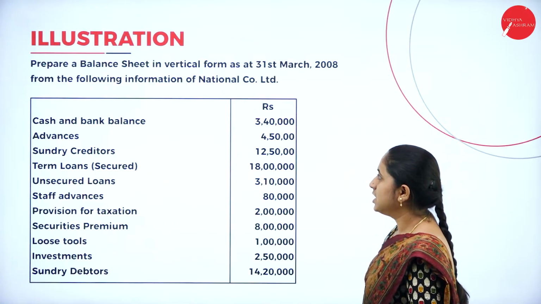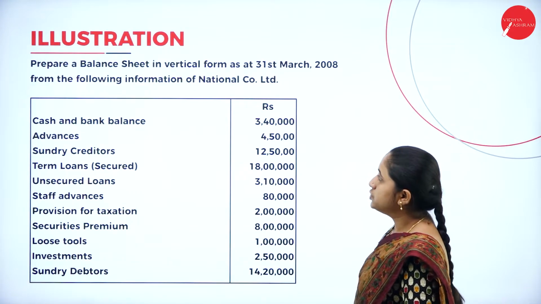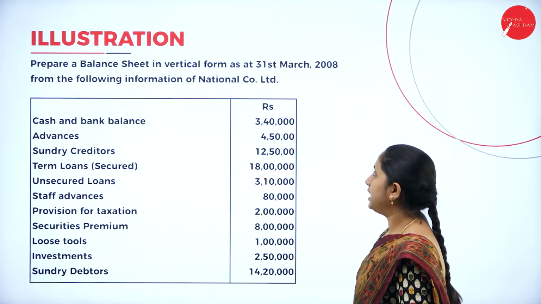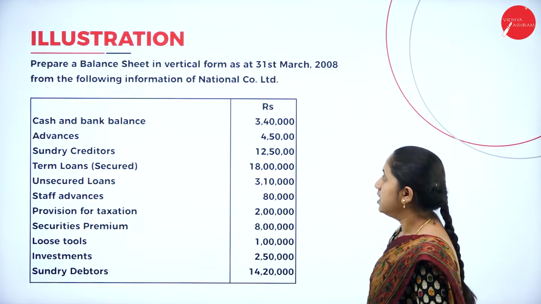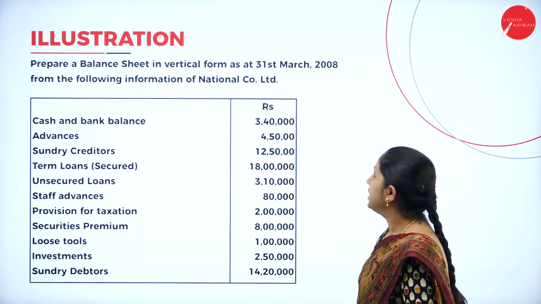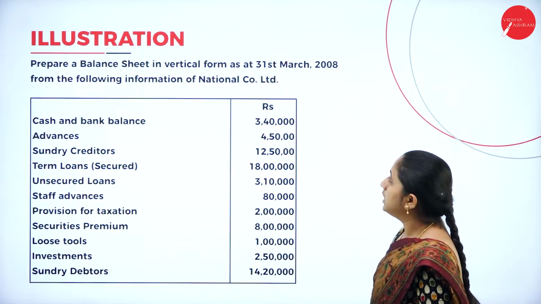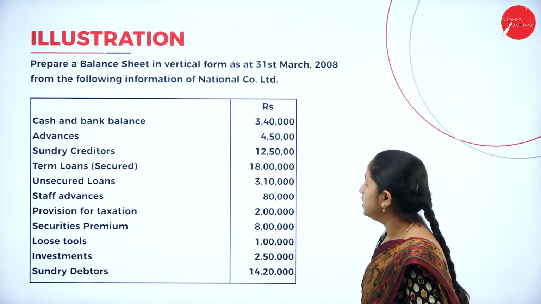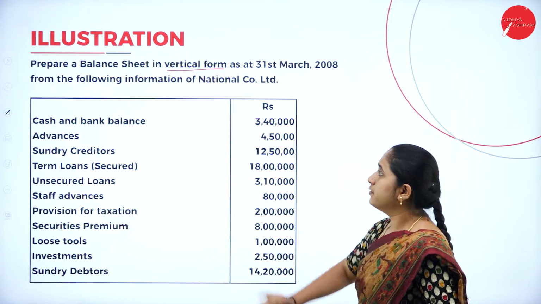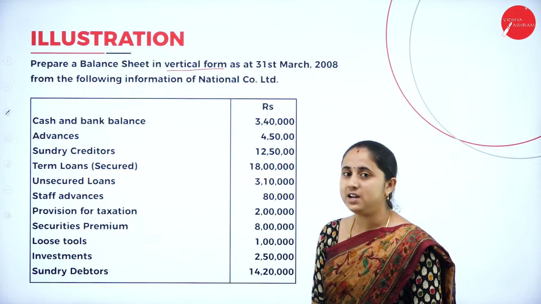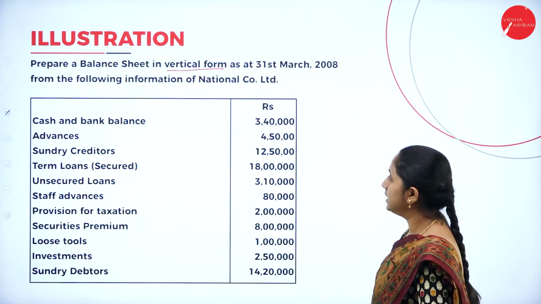In today's session, let us start with the problem. So, first problem on joint stock company. Prepare a balance sheet in vertical form as at 31st March 2008 from the following information of National Company Limited. For the National Company Limited, we need to prepare only the vertical form of balance sheet. Here no need to prepare profit and loss account.